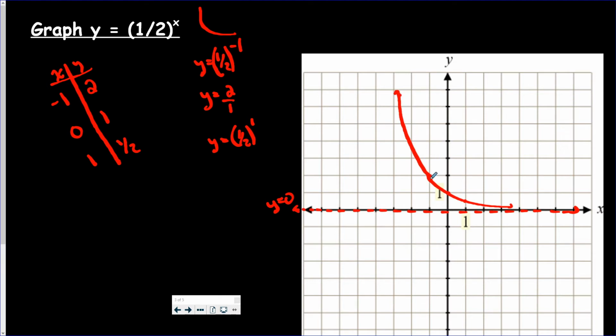So we kind of lost that point, probably using a pen that's a bit too thick. But we got the point -1 for x and 2 for y, 0, 1, and then 1 and 1/2. So there it is, a graph of a decreasing function.